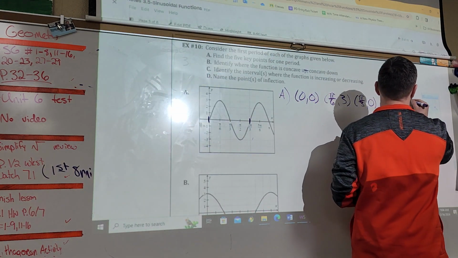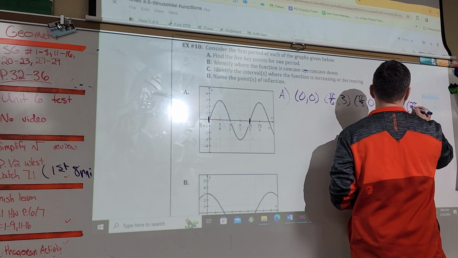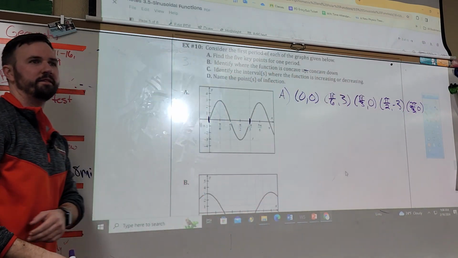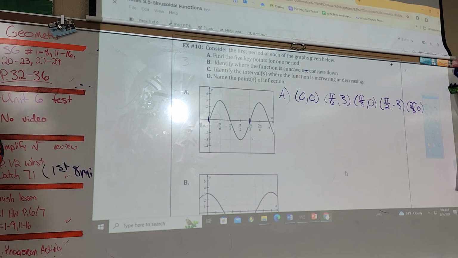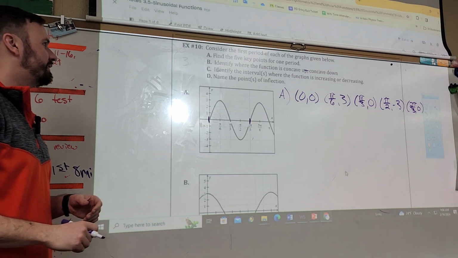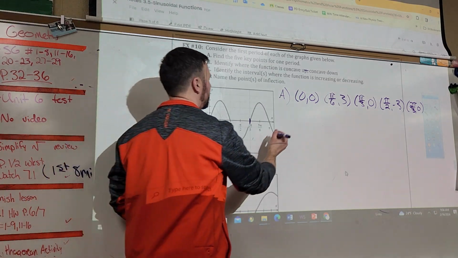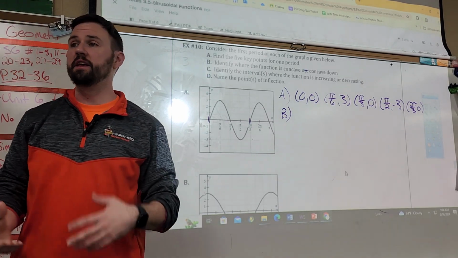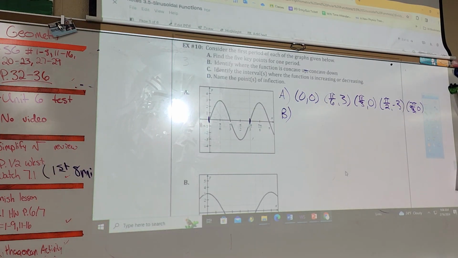What is my period on this one? 2 pi over 3, right? That's a weird one. Any questions on that, or does that look kind of familiar? All right, good. Now, where am I concave up and concave down? What I want to do is relate the 5 key points to increase and decrease in concavity.